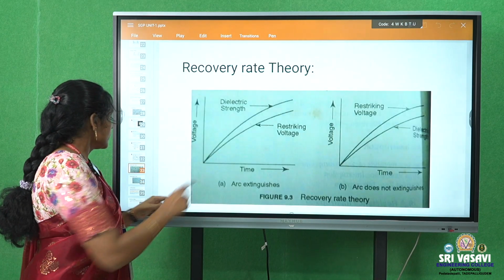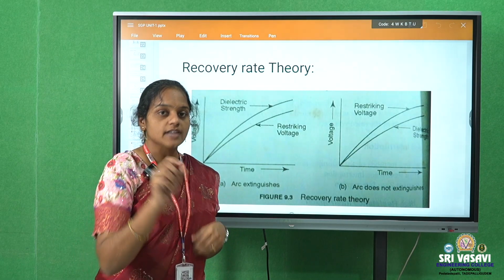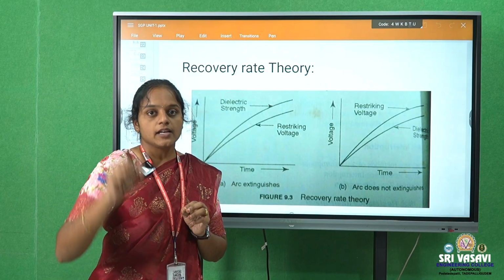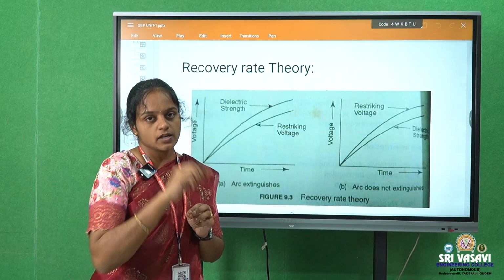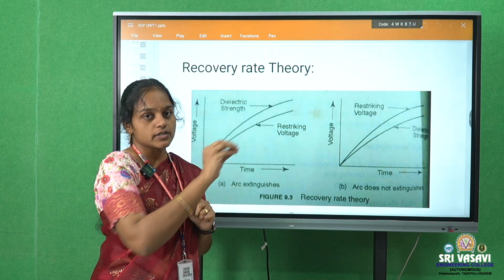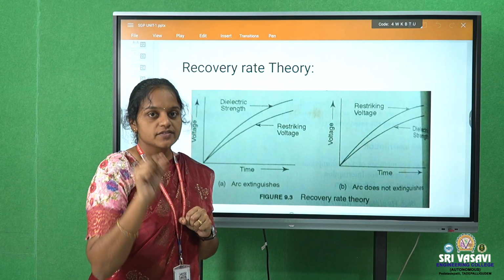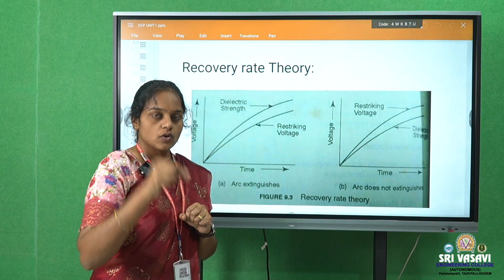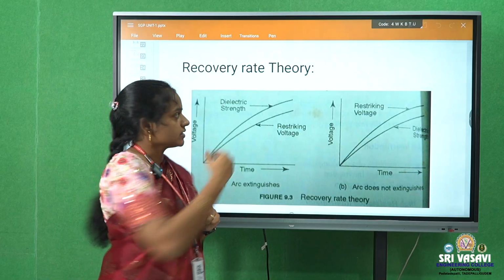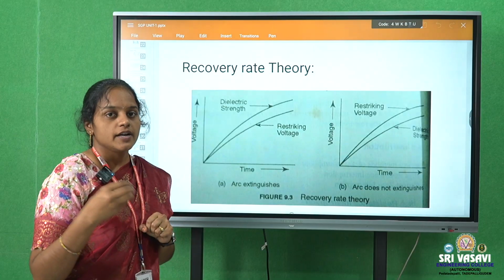Here, recovery rate theory and energy balance theory are low resistance methods, also called current zero interruption. Why current zero interruption? Because in AC the cycle alternates, the current and voltage waveforms alternate, so they should reach zero. At that zero instant we have to interrupt the arc, because at the zero instant we have low current, low voltage and low power. So at that time high resistance will be there. By passing a dielectric material which has higher electric strength, we can interrupt the arc.